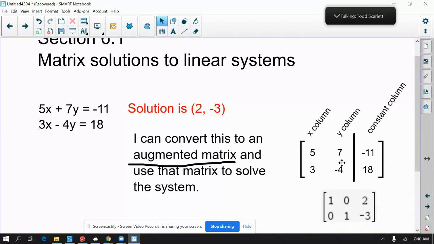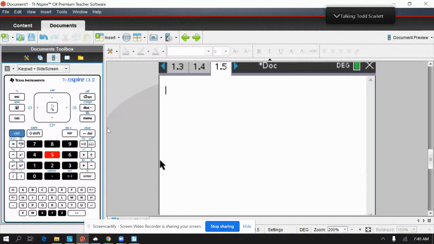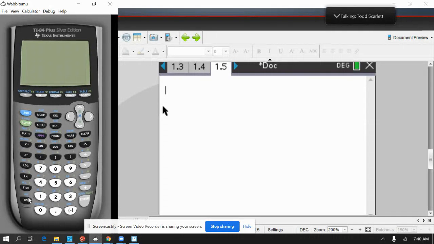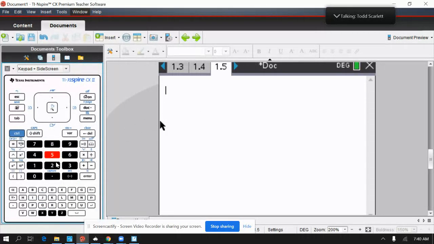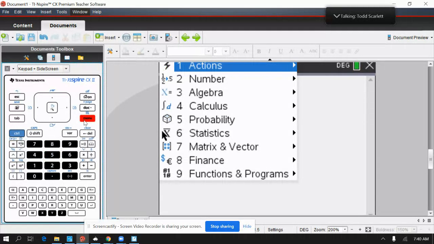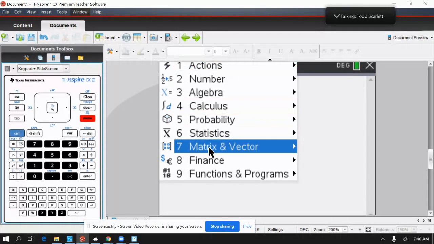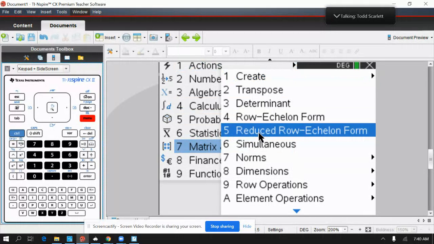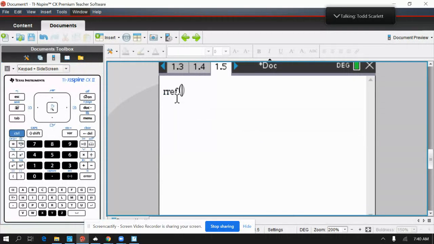How does that help you? Well, remember the solution was 2, -3. So we can go to our calculator for the Inspire people. For the 84, I'll show you how to do this if you stick around. But for the Inspire people, you want to type in RREF. I'm not sure if that's the fastest way. Let's go to menu and matrix, and we want reduced row echelon form. That's what we want, and it's waiting for a matrix.